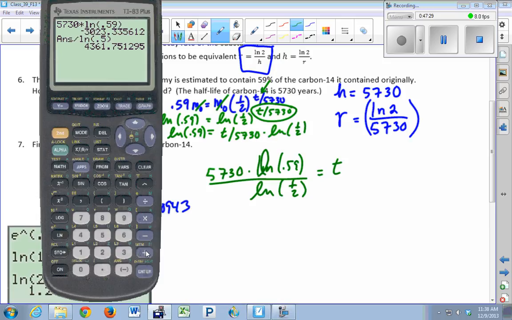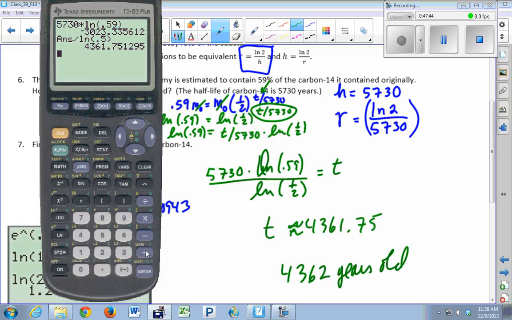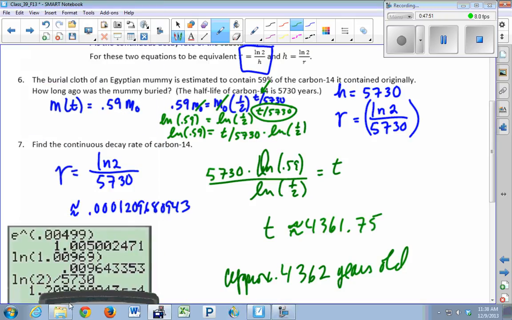So about 4,362 years old. T equals 4361.75. So about 4,362 years old. Okay. So this is, I think if you've read any kind of articles about fossils found, you see this a lot, this kind of dating.